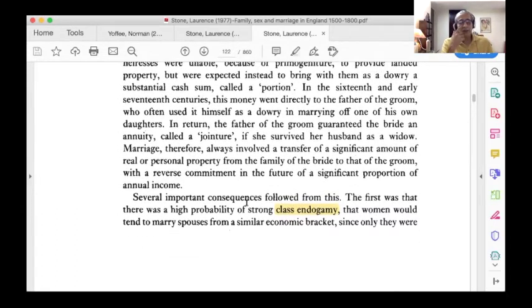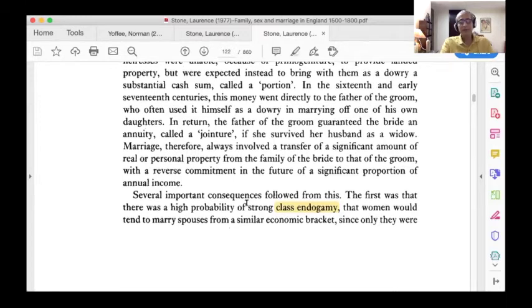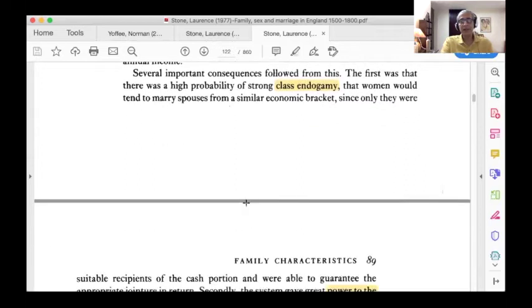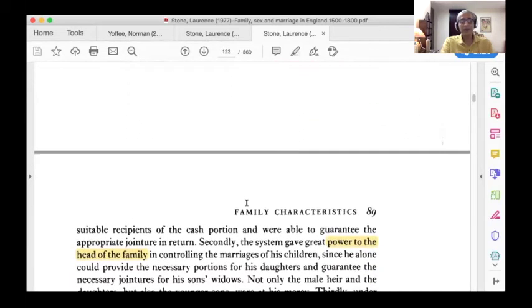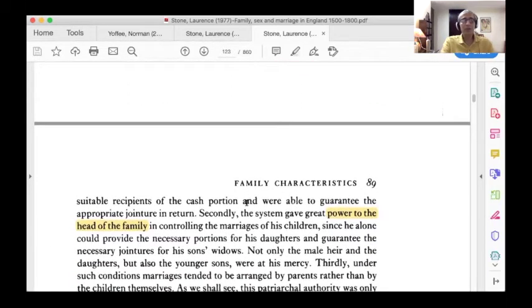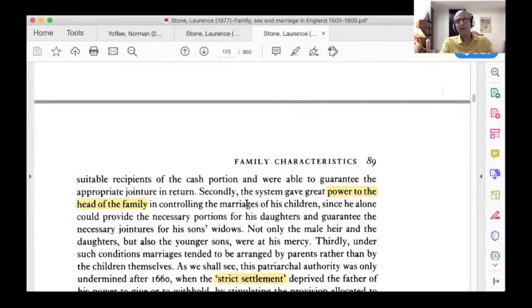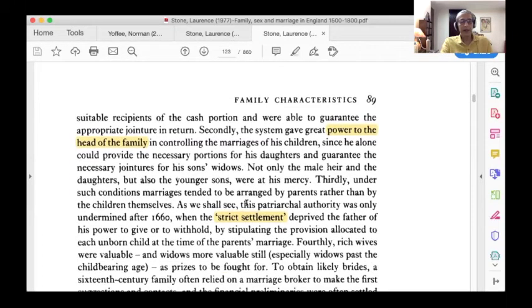And so this idea of class endogamy. Women tended to marry spouses from similar economic brackets since only they were suitable recipients of a cash portion. So there was also a dowry associated with this. These are familiar themes in South Asia as well. So it's not difficult for us to grasp these concepts, right?